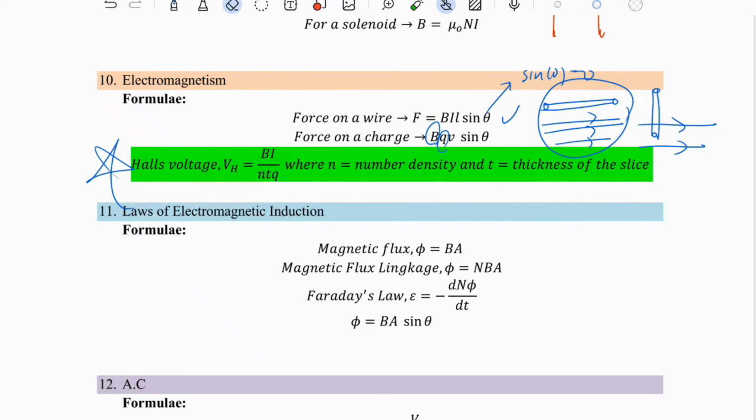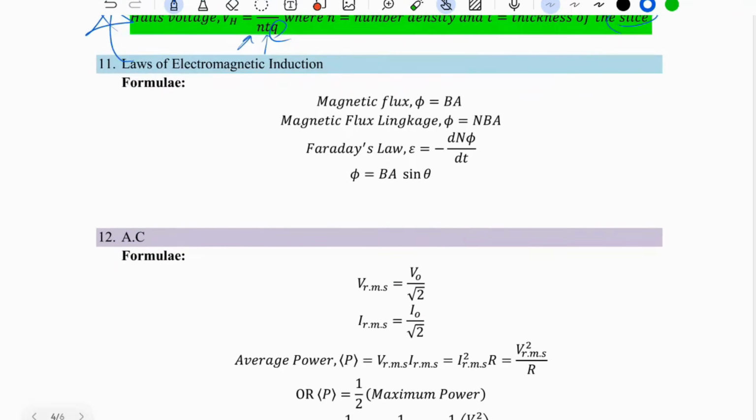Yeah, good news is given. So B is your magnetic field, I is your current, N is your number density, T is thickness, not time, yeah. Thickness of the slice of your semiconductor slice, and Q is your elementary charge. So T is thickness, yeah, not time. Don't get confused. Okay. Next one we have chapter 11, laws of electromagnetic induction.